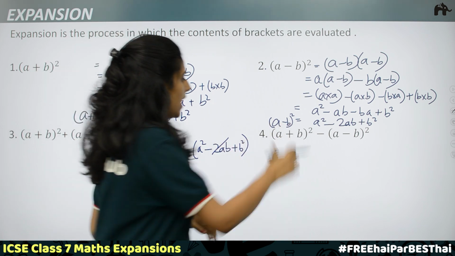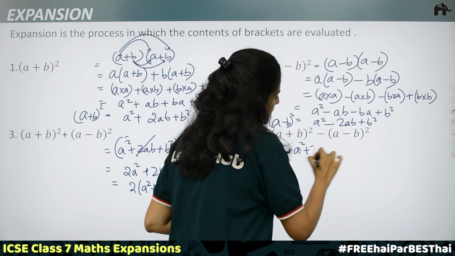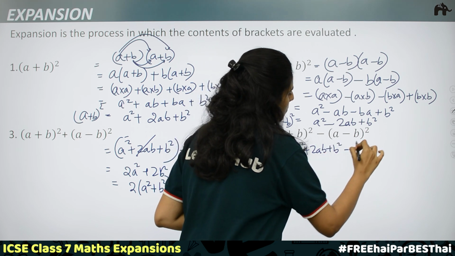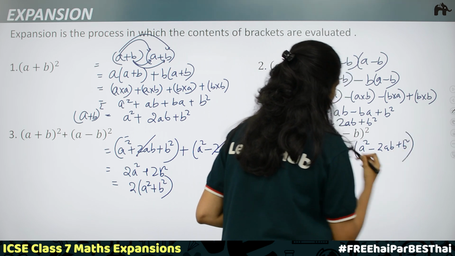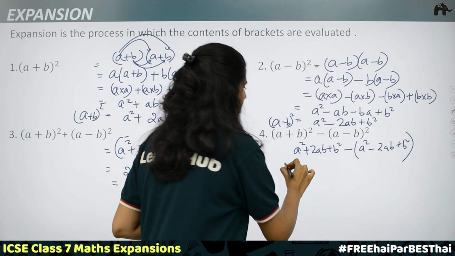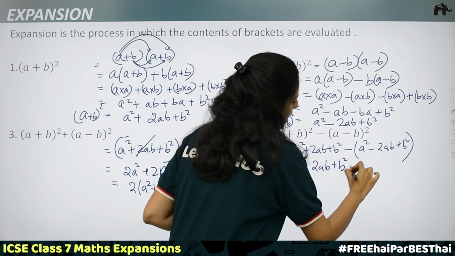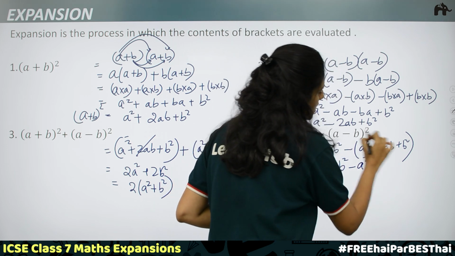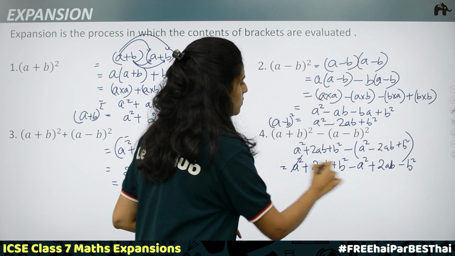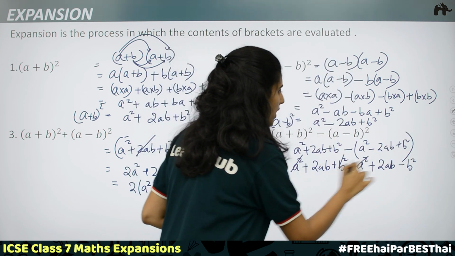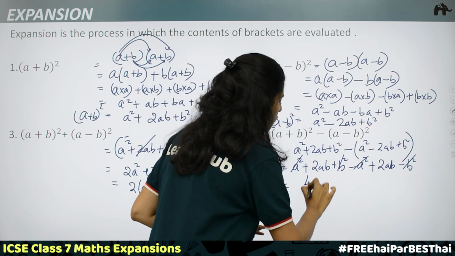Okay. Now this one, a plus b whole square minus a minus b whole square is a square plus 2ab plus b square minus a square minus 2ab plus b square. So we are going to remove this bracket and distribute the negative sign. We get a square plus 2ab plus b square minus a square plus 2ab minus b square. Okay, a square minus a square can be removed, b square and minus b square can be removed, then you will be having 2ab plus 2ab which is equal to 4ab.